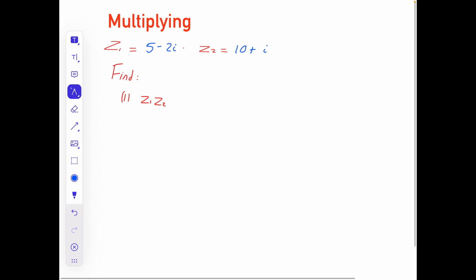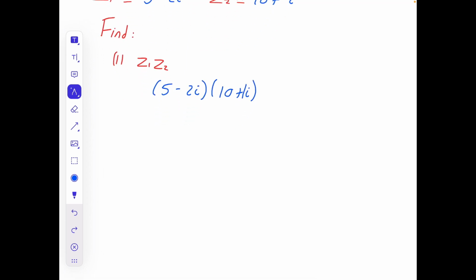Okay, so z1 multiplied by z2, that's going to be 5 minus 2i multiplied by 10 plus i. If you want, you can write a 1 in front of that i. It's kind of like algebra. If you're just given an x, you can write it as 1x. So now I'm going to write down the second bracket twice, and then 5 minus 2i.